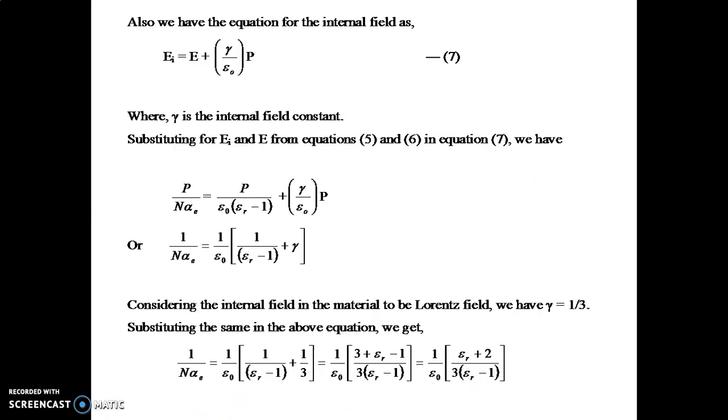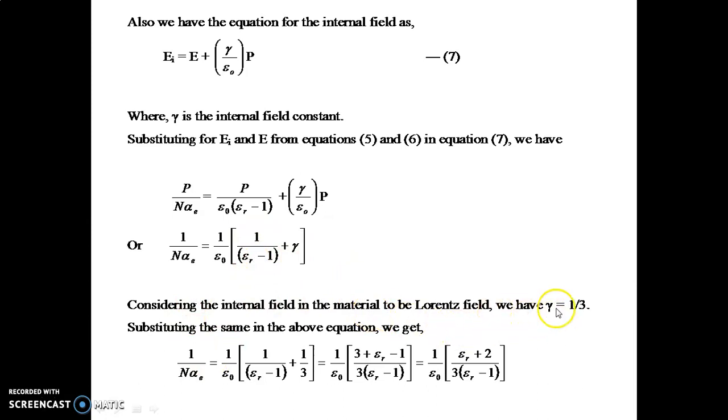Also, we have the equation for the internal field as E_i is equal to E plus gamma by epsilon naught into P, equation 7, where gamma is called the internal field constant. Substituting for E_i and E from the previous equations 5, 6 and 7, we get P by n alpha e is equal to P by epsilon naught into epsilon r minus 1 plus gamma by epsilon naught into P. Just cancel P on either side, so we are left with 1 by n alpha e is equal to 1 by epsilon naught into 1 by epsilon r minus 1 plus gamma.